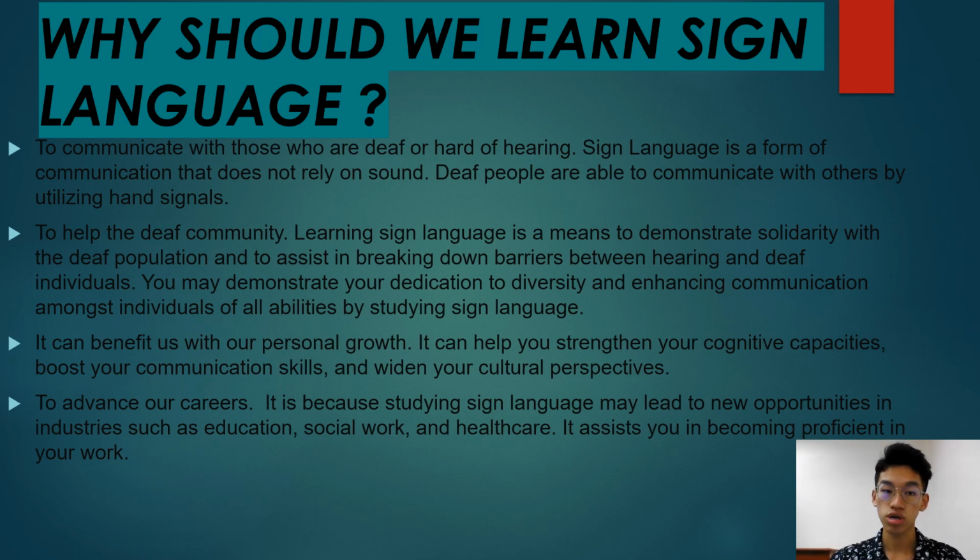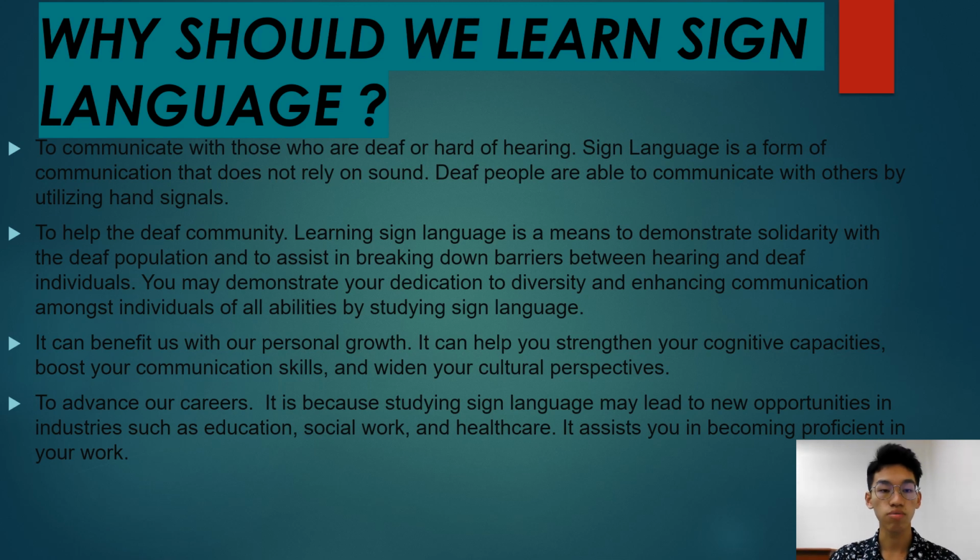So why should we learn sign language? Firstly, to communicate with those who are deaf and hard of hearing. Sign language is a form of communication that does not rely on sound. Deaf people are able to communicate with others by utilizing hand signals.